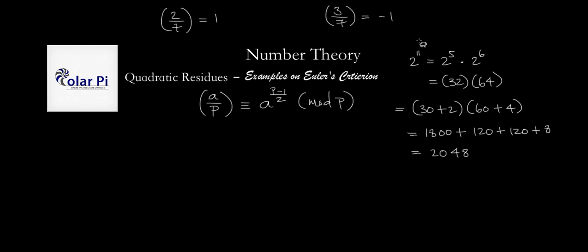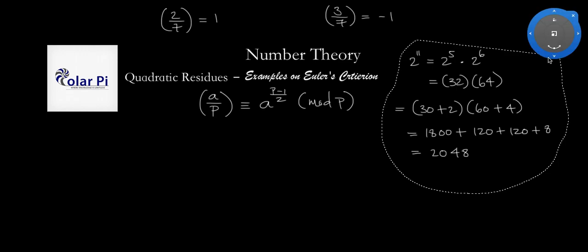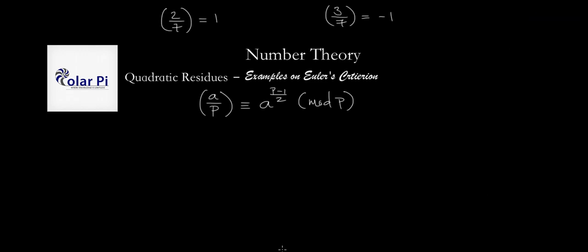Let's look at a slightly different example. This time, pick a slightly bigger a as well. This example is 5 over 13. Is Euler's criterion going to help with this? Well, let's see. We know that 5 over 13 is going to have to be congruent to 5 to the power of 13 minus 1 divided by 2. 13 minus 1 is 12, divided by 2 is 6. So that's 5 to the 6 mod 13.